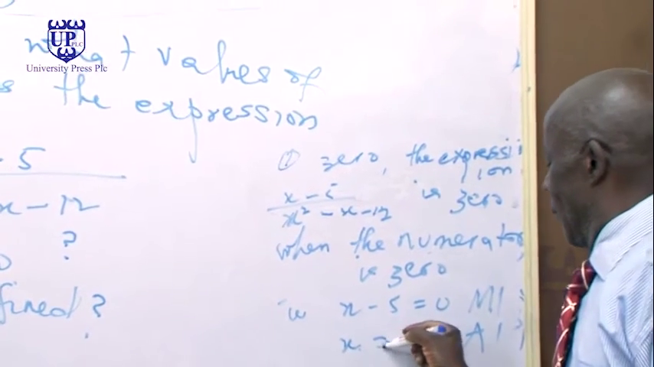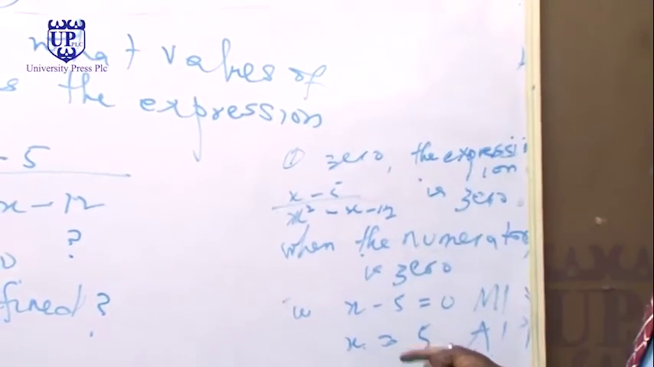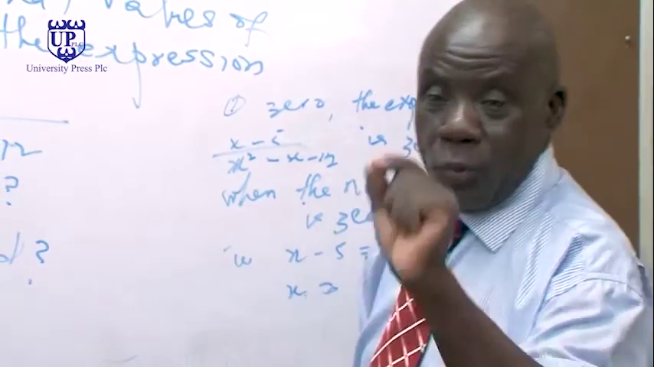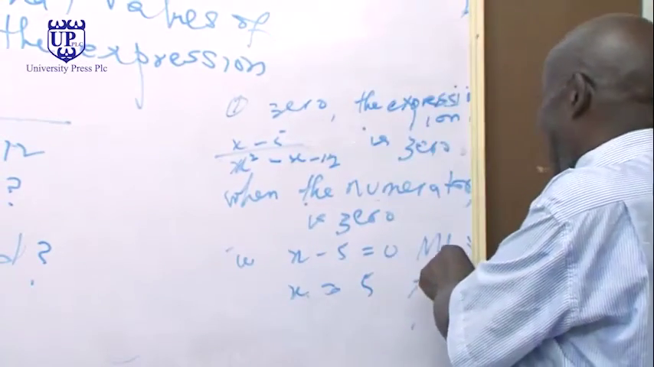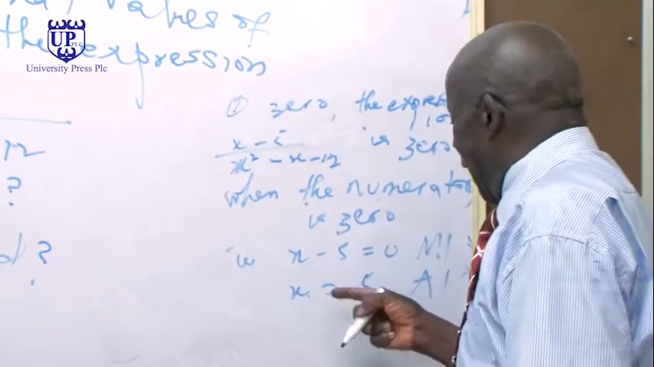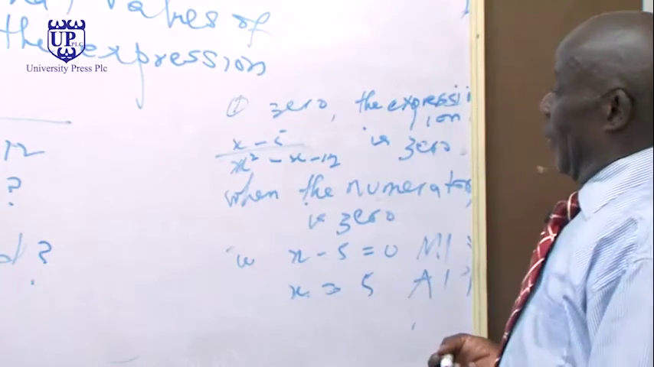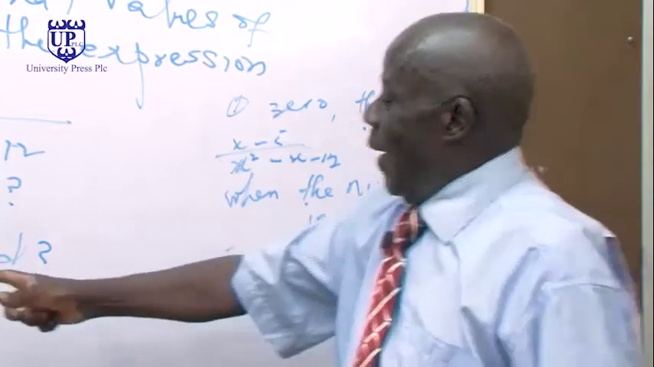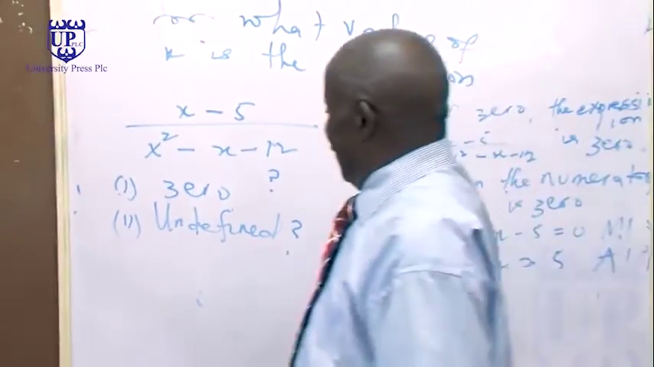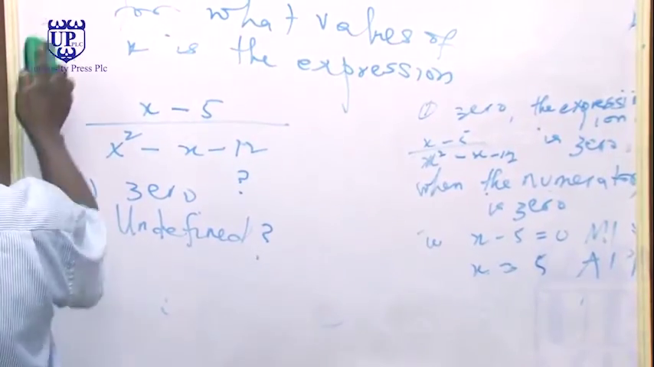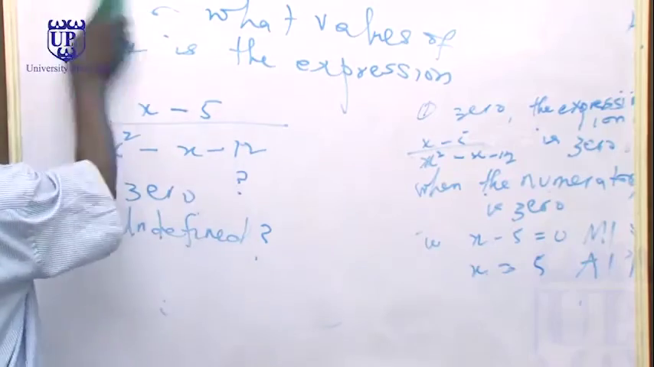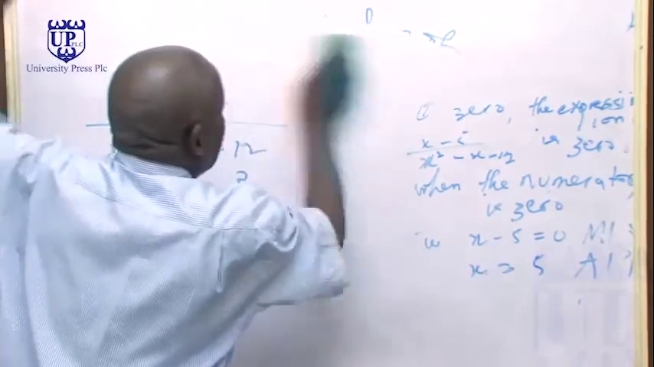Please, you don't jump directly and say x is 5. You have to equate the numerator to 0. That is why you are given M1, then to say x is 5. Now, the second part, undefined. You know that I told you it is 6 marks. That's 2 marks.